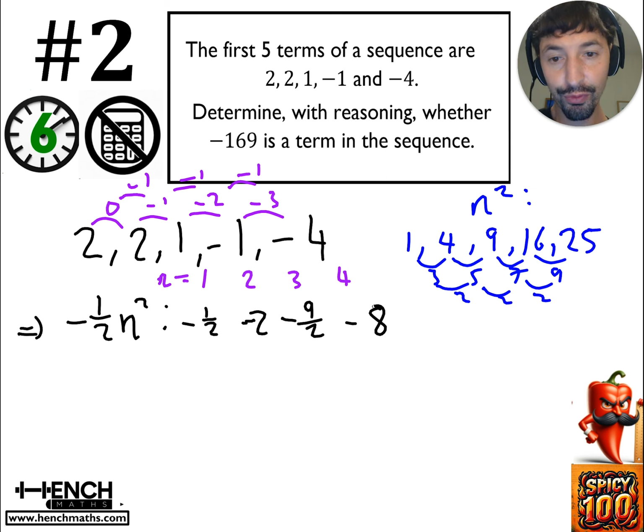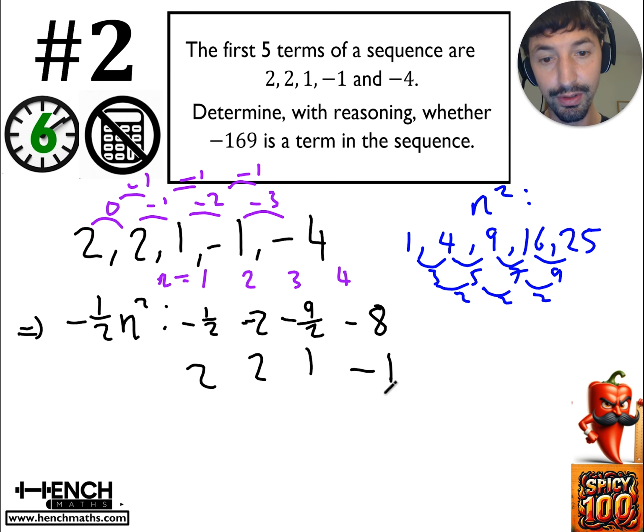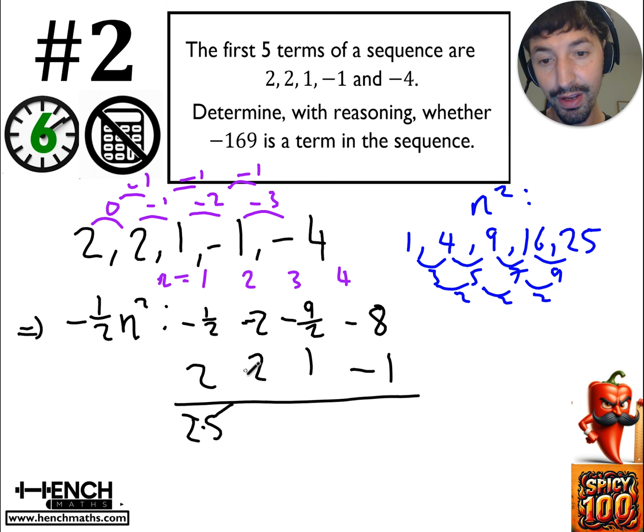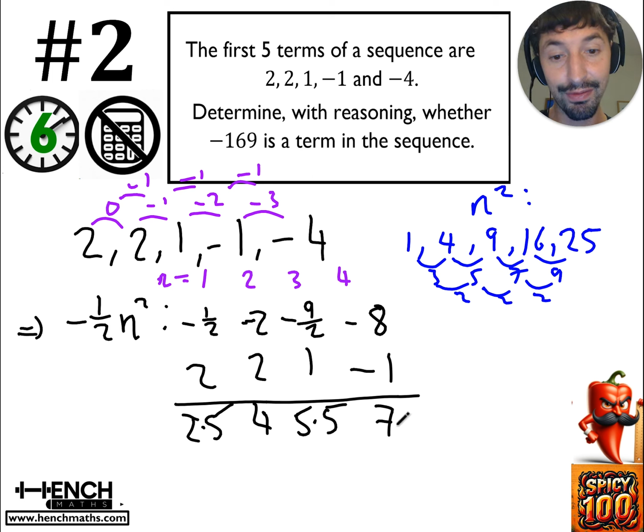Now I'm going to write our original sequence underneath: 2, 2, 1, negative 1. To get from negative a half n squared to our sequence, here I would have to add 2.5. Here I'd have to add 4. Here, negative 4.5 to 1 would be to add 5.5. And then here negative 8 to negative 1 would have to add 7.